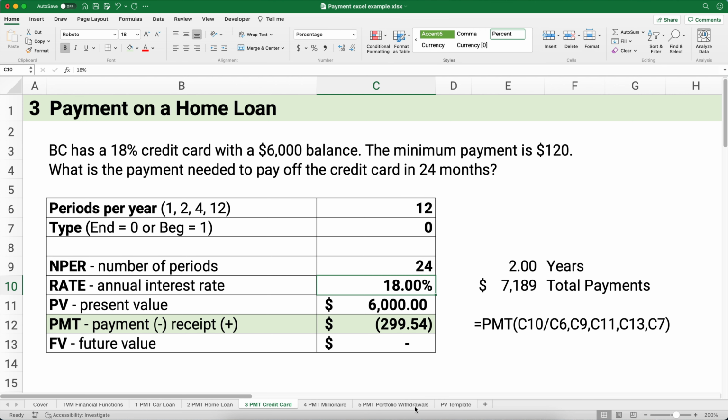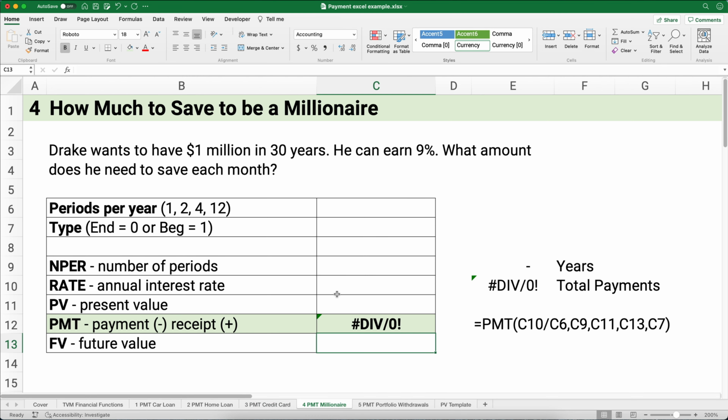All right, the next one. Let's flip it. Instead of saying a loan, let's say we want to have $1 million. All right, I'm going to leave my payment calculation. It's the same as before, but I've used a template. So this calculates it every time exactly the same. So all we're doing is just changing numbers.